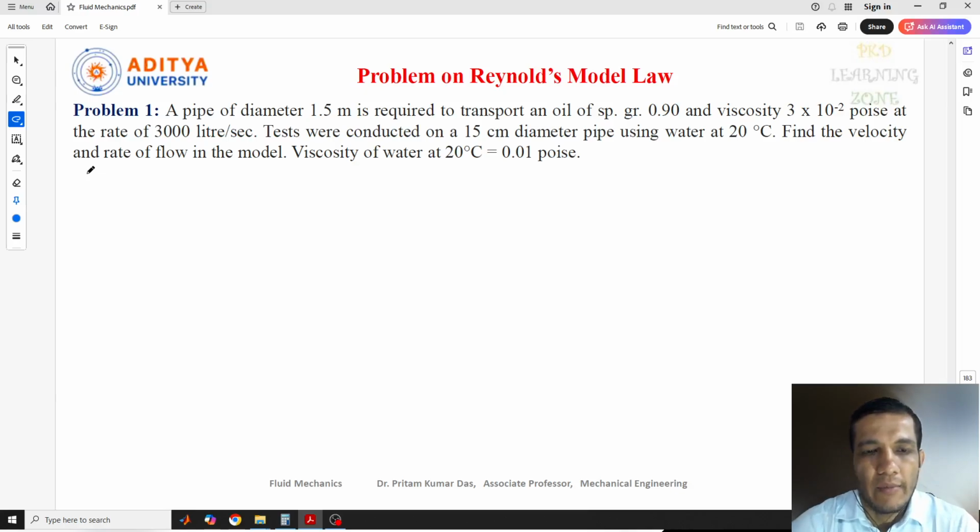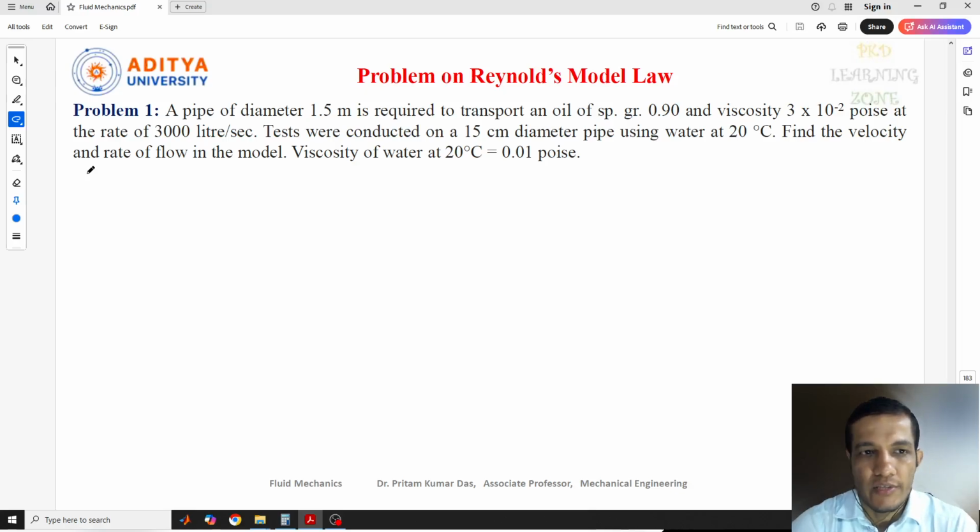A pipe of diameter 1.5 meter is required to transport an oil of specific gravity 0.9 and viscosity 3 into 10 to the power minus 2 poise at the rate of 3000 liter per second. The tests were conducted on a 15 centimeter diameter pipe using water at 20 degrees centigrade. Find the velocity and the rate of flow in the model. Viscosity of water at 20 degrees centigrade is equal to 0.01 poise. So we need to find out the velocity and the rate of flow in the model.